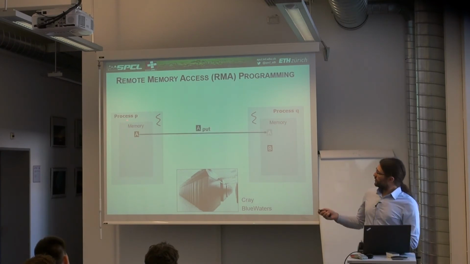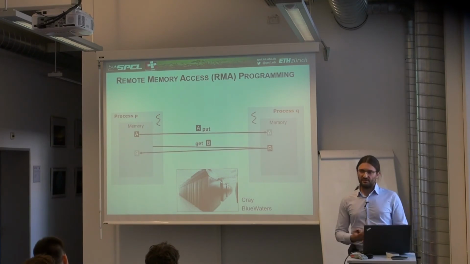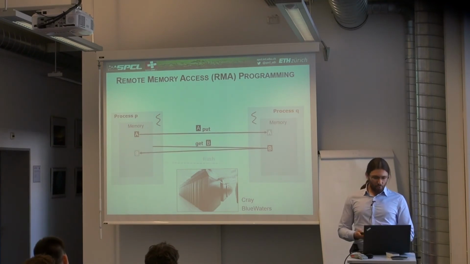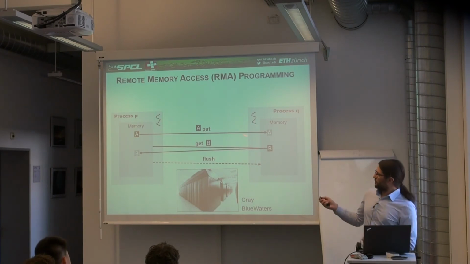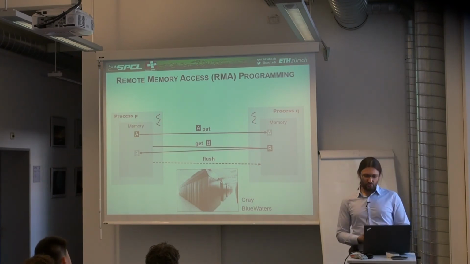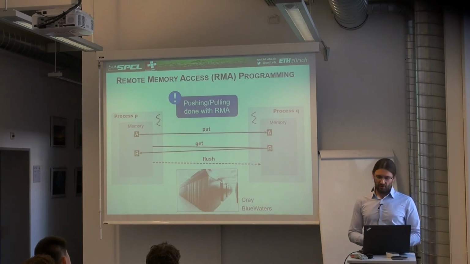For example, we can issue a put that transfers a piece of local data to the remote memory, or a get that does the transfer in the other direction. We also need to issue a flush, because these operations are normally non-blocking for more performance, so we need to synchronize memories to ensure that these things actually happened and are committed. So the idea was to implement pushing and pulling with RMA.